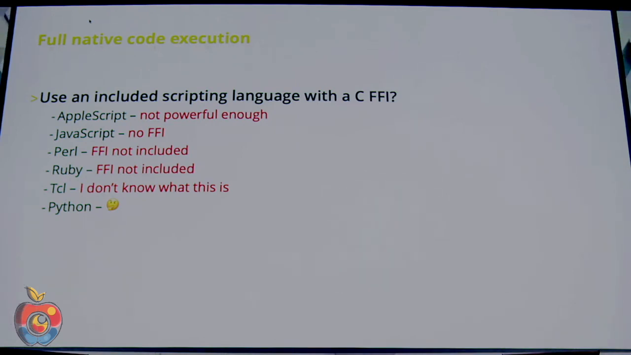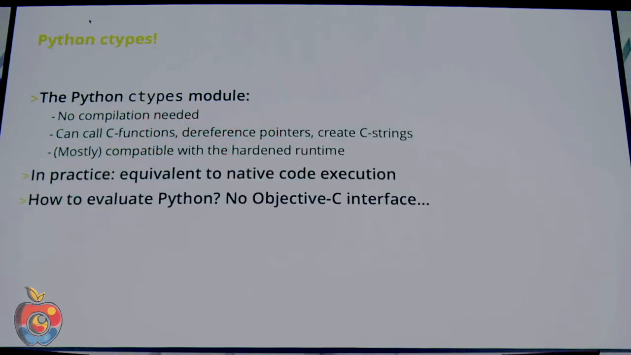But Python was interesting for me, because Python on macOS did include the C-types module. So I didn't need to compile anything. I could just load the C-types module. With C-types, you can do a lot that you can also do in C. You can call C functions, dereference pointers, C strings, structs, anything. And most of it works with the hardened runtime on. There's a few things.